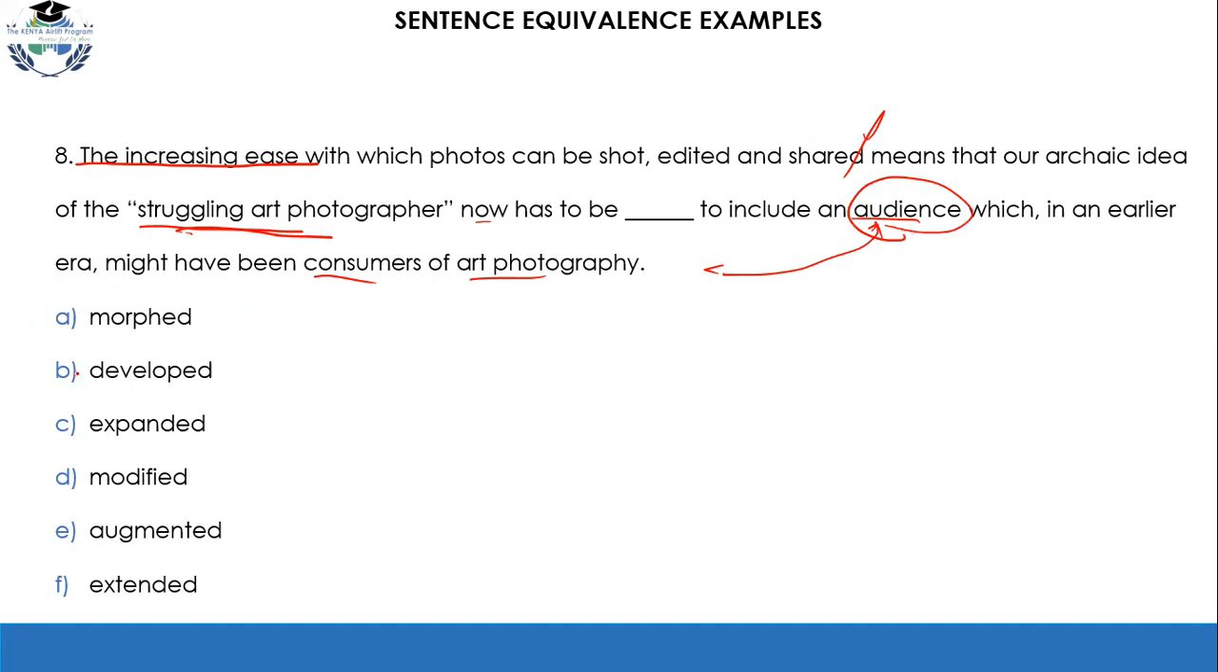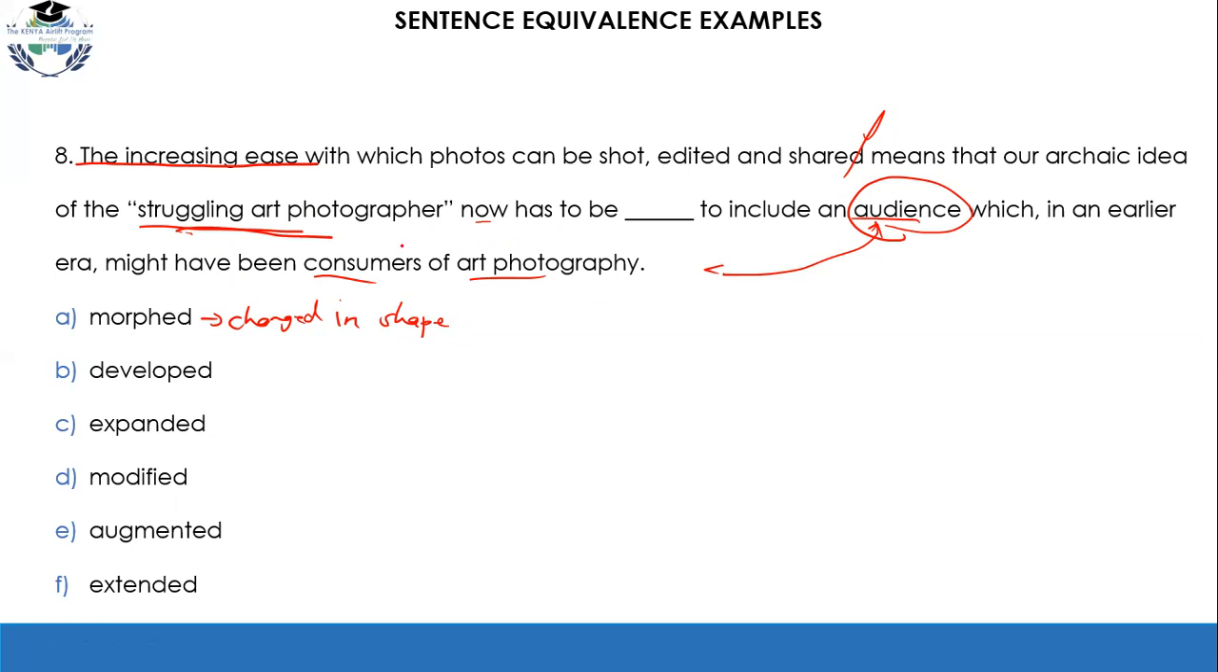Option A is morphed. Option B is developed. Option C is expanded, D needs to be modified, E is augmented, F is extended. So let's look at what morph means. Morph means changed, metamorphism, changing in shape. So the struggling art photographer now has to be morphed to include. Does it have to change in shape? Do we have to change it completely? Not really, right?